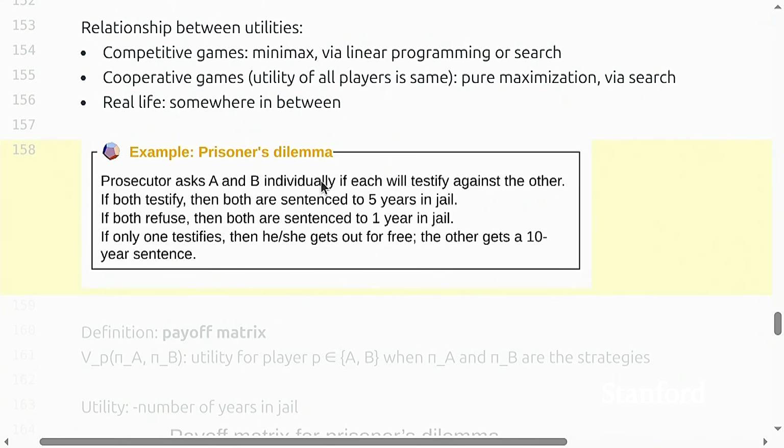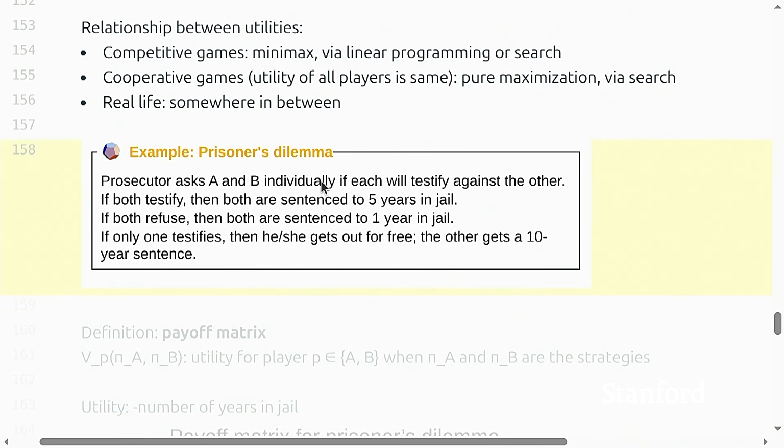The prosecutors asked both of them to testify against each other. Both are accused of doing something bad. If both testify, then they're sentenced to 5 years in jail, both of them. If they both refuse to testify, then they're both sentenced to 1 year in jail, which is, I guess, better than 5 years in jail. And if only one testifies, then they get out for free, and the other one gets a 10-year sentence, which really sucks.